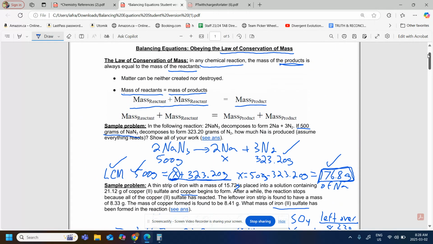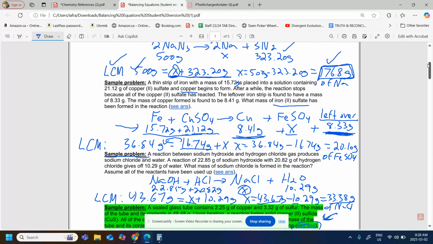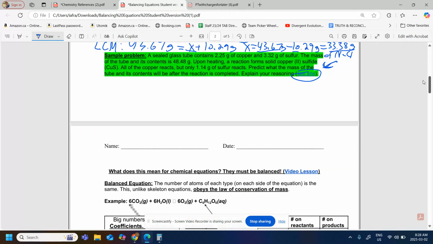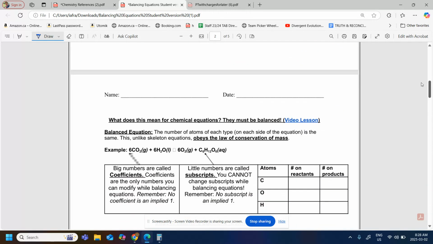So in this lesson, we saw the law of conservation of mass. We did some math problems with it, and the reason we're doing that is because all chemical reactions follow this, and to represent that, we can no longer use skeleton equations. We're going to have to use balanced equations with these big numbers in the front called coefficients, and we'll see that in the next video lesson.